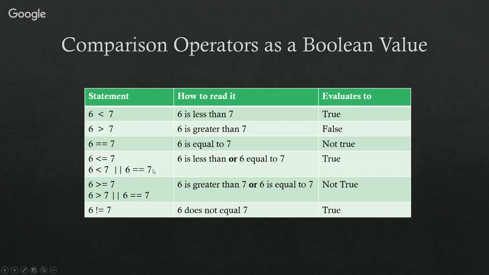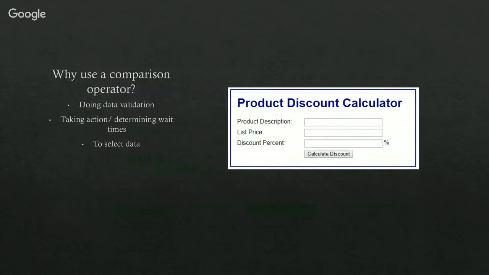Instead of writing out 6 is less than 7 or 6 is equal to 7, we can just write out in a compound statement 6 is less than or equal to 7, which in this case is true. A comparison operator allows us to make sure that data is valid.